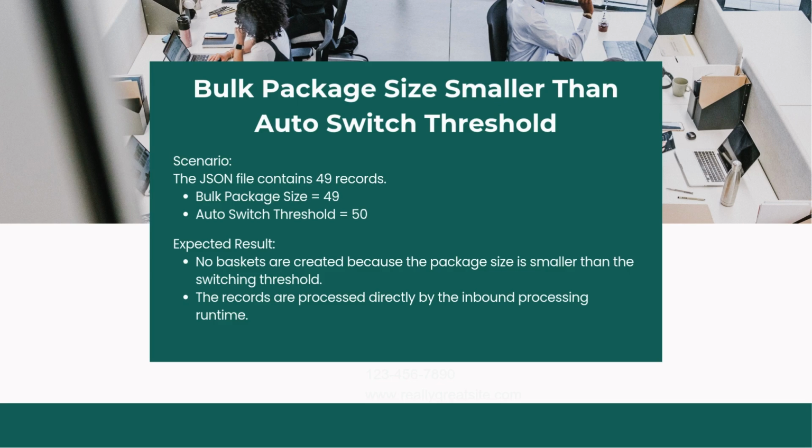Bulk package size smaller than auto-switch threshold. Scenario: the JSON file contains 49 records. Bulk package size equals 49. Auto-switch threshold equals 50. Expected result: no baskets are created because the package size is smaller than the switching threshold. The records are processed directly by the inbound processing runtime.